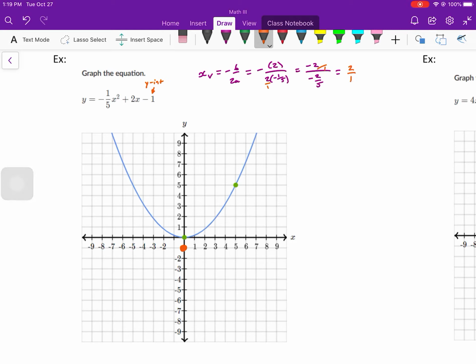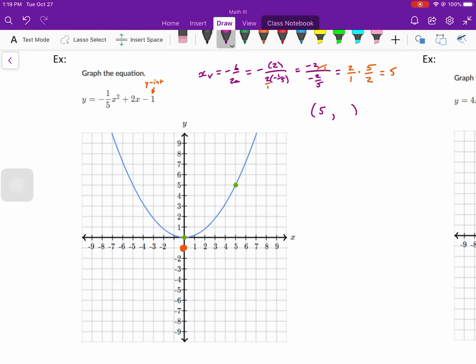So -2/1 times 5/2. So we're going to flip the bottom fraction and multiply. So I needed to create a fraction on the top. So I did that by putting it over 1. And I need to flip this bottom fraction. Where do the negatives go? Well, negative over negative becomes a positive. So this is 10/2, which is 5. Now that's just the x-coordinate of the vertex.